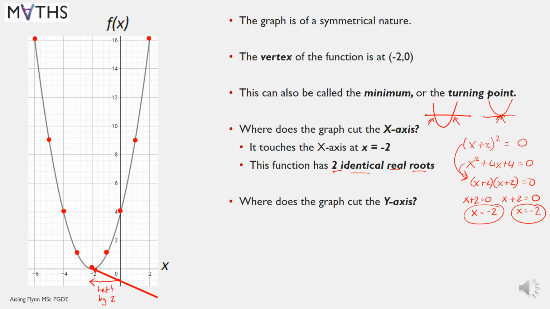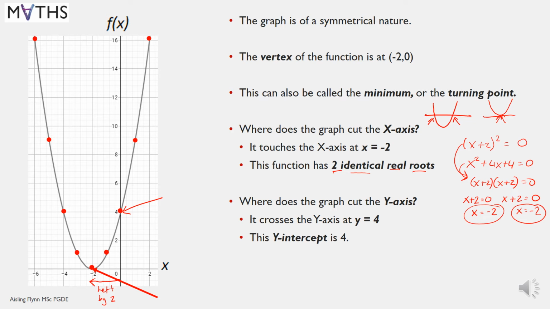Where does this graph cut the y-axis? I can see it here at y is 4, or f of x equals 4. It crosses the y-axis at y equals 4, and this is known as the y-intercept.